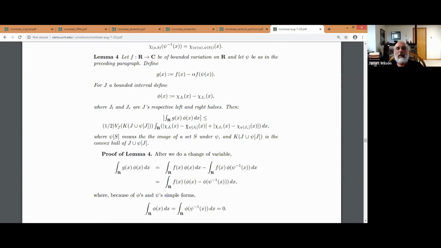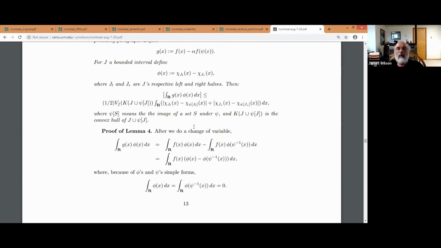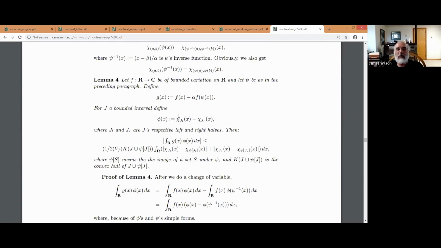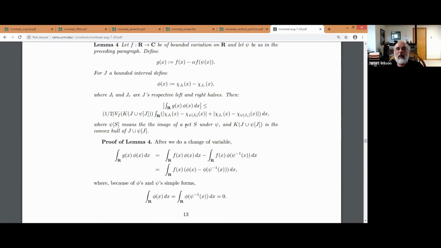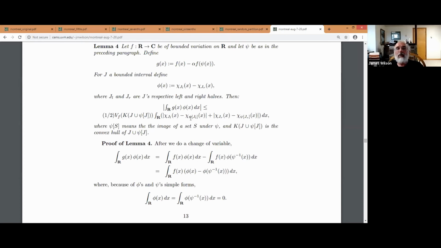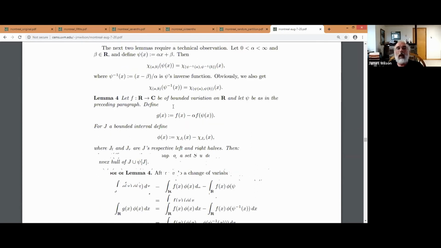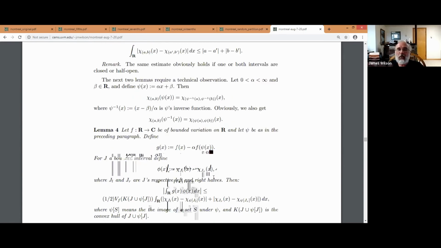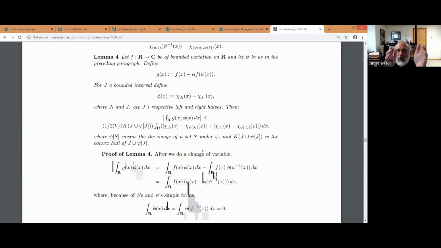And it turns out that we can control these things. And why is this true? Why do you get this strange thing? Because g times phi, that's f phi minus, well, we just do a change of variable, f phi psi inverse. This is f times this difference here. This function is of bounded variation. This function will have small L1 norm if alpha is close to 1 and beta is small, because you're just taking intervals and shifting them around and maybe dilating them a little bit. You're not doing much to them.